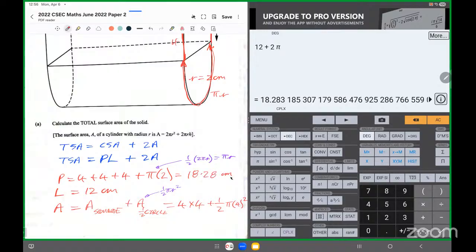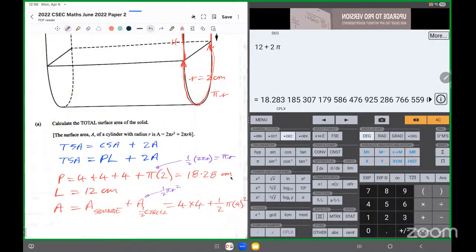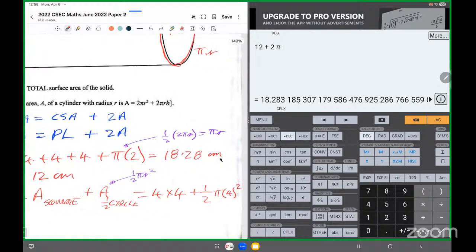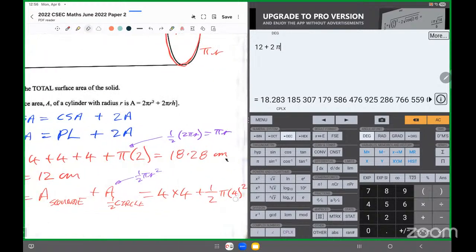18.28 centimeters. And the radius is 2 centimeters. So I wrote it down there now so I don't forget. The radius here is not 4, it is 2. The diameter is 4. The radius is 2.